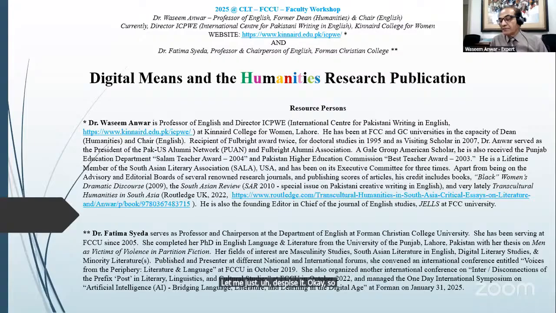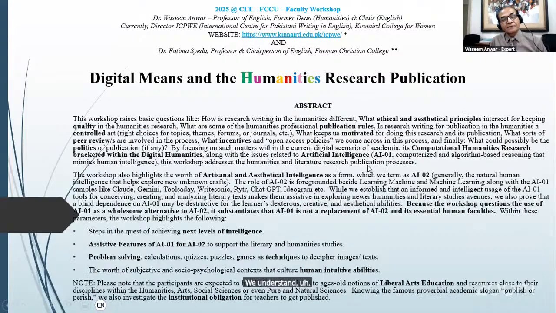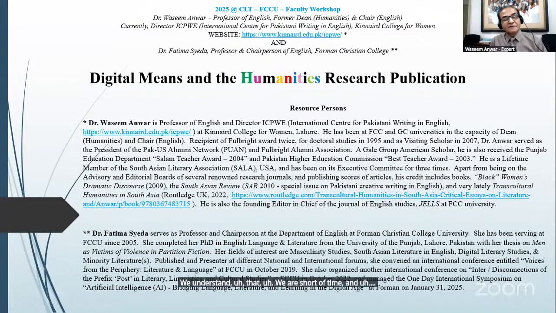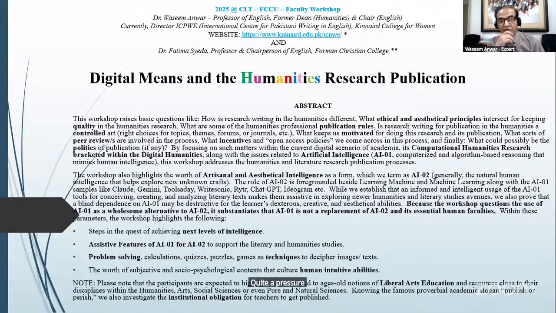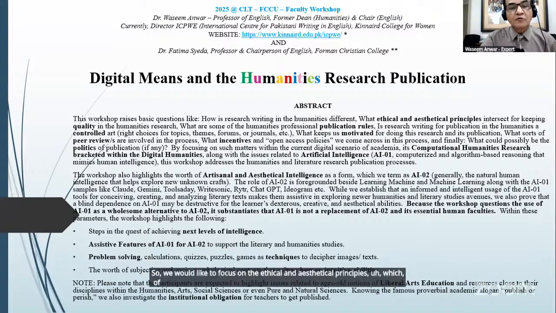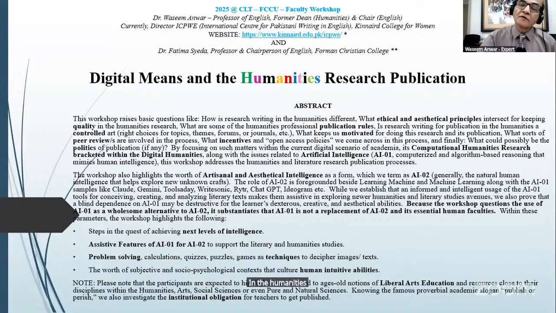Okay, so we understand that we are short of time, and it's quite a pressure, but let me pick up quickly on what we are doing. Known that digital means or tools are there always for us as well, I think our focus will be on the humanities and how research publication in the humanities is different from what actually is known as publication. So we would like to focus on the ethical and aesthetical principles, which of course for us bear quality in the humanities, and also that they go by the publication rules for humanities.